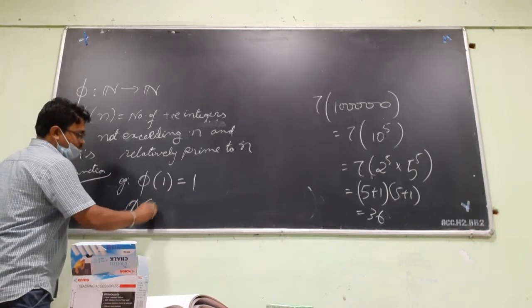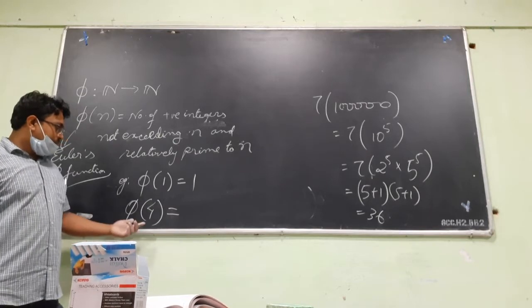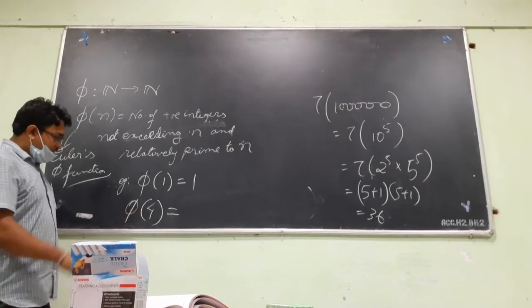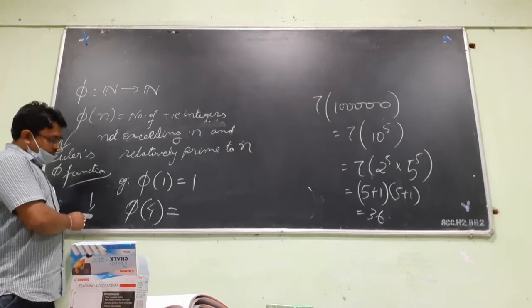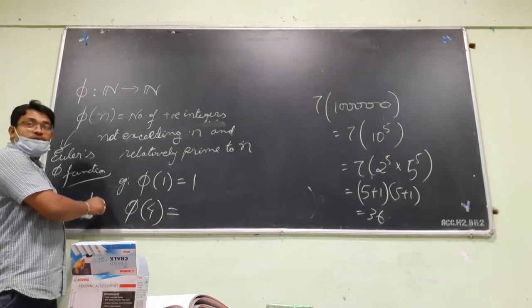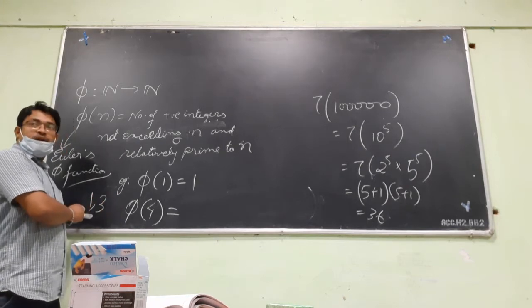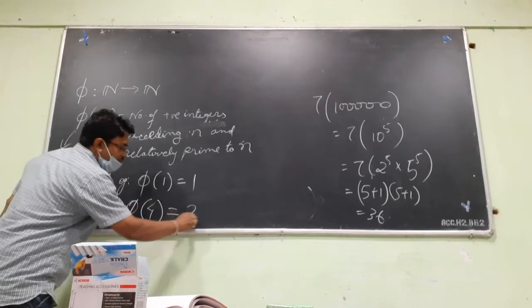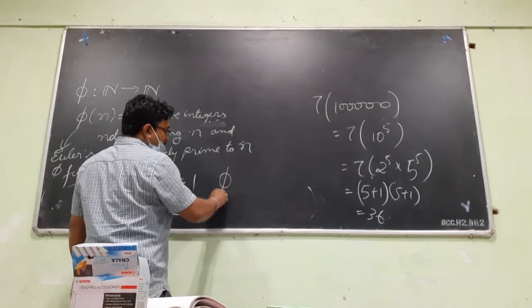Phi of 4 is what? What will be phi of 4? It is the number of positive integers less than or equal to 4 relatively prime to 4. So 1 is relatively prime to 4, but 2 is not relatively prime. 2 and 4, the GCD is 2. 3 is relatively prime. So how many are there? Only 1 and 3. So phi of 4 is 2. Clear?